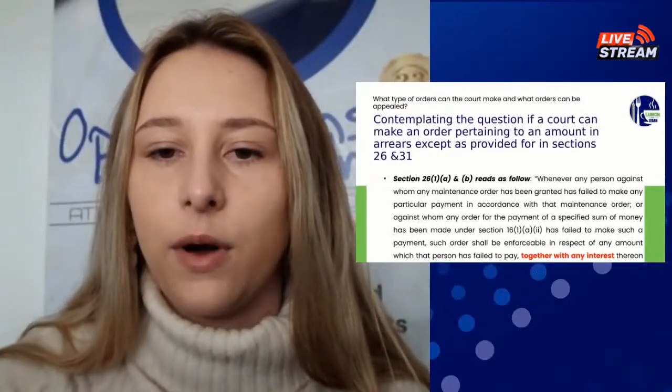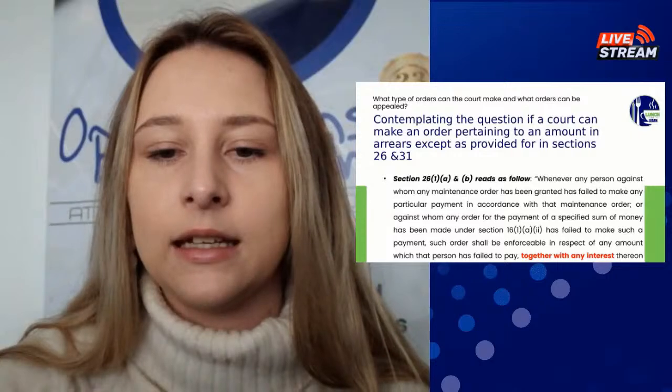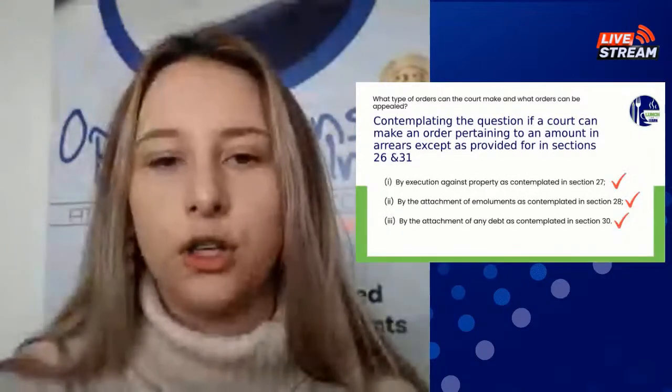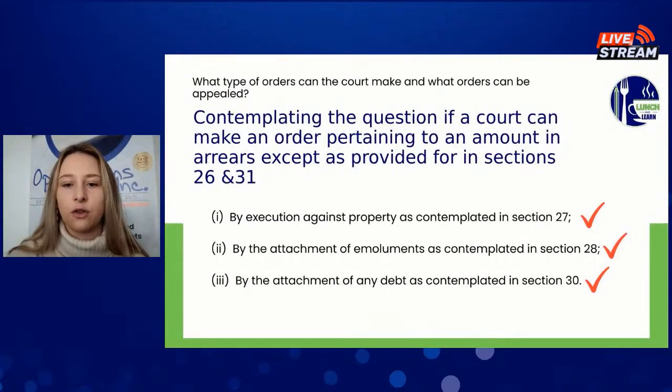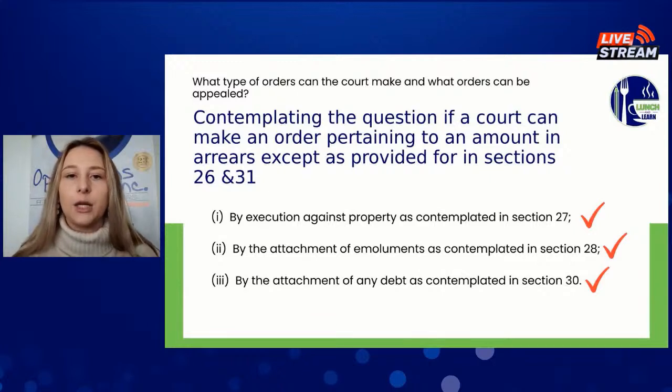So basically what this means is that we have those 3 civil remedies which are used to enforce the payment of the outstanding arrear maintenance. As we've said, it's execution against property, which is provided for in Section 27, the attachment of emoluments, which is provided for in Section 28. This is also known as your garnishee order. This is the most commonly used enforcement remedy. And then the attachment of any debt, which is provided for in Section 30.